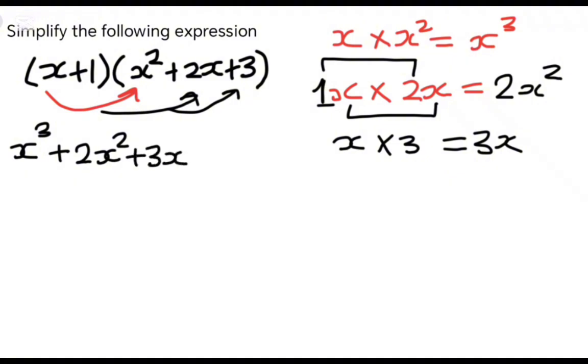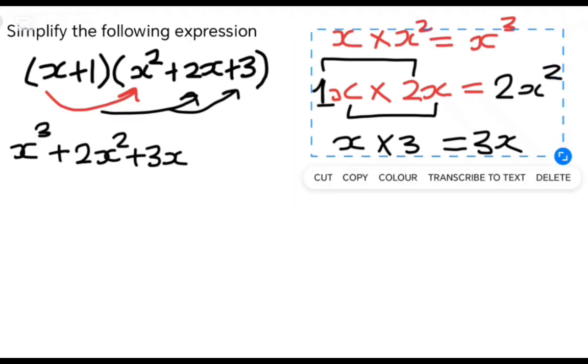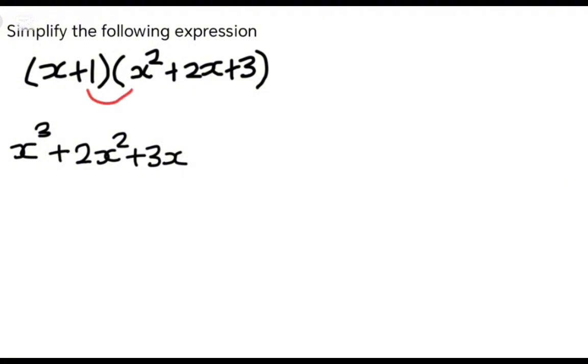We're going to do the same thing with this one. It has to multiply everything in that other bracket. This 1 multiplied by x gives us x squared, very easy. Remember, anything multiplied by 1 is equal to that number. So 1 multiplied by 2x is going to be plus 2x, and 1 multiplied by 3 is going to be plus 3.